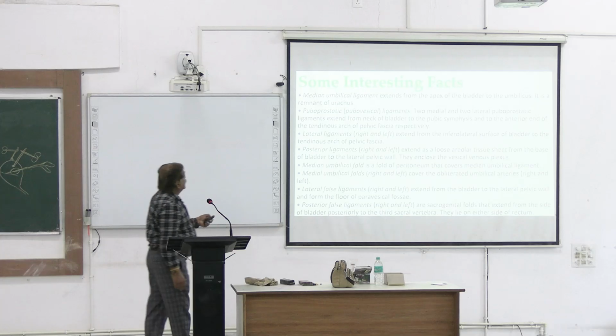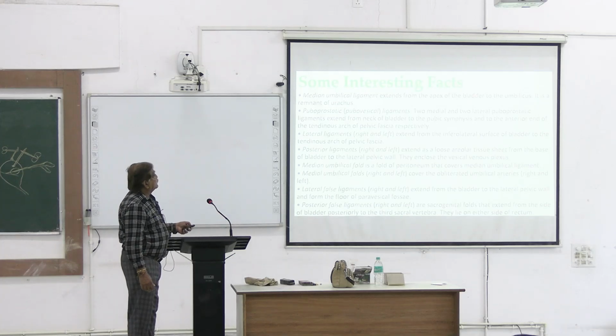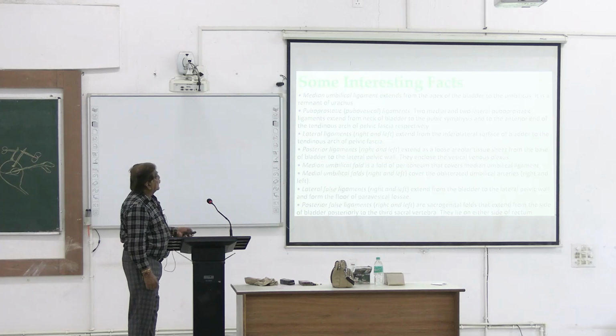Now, the median umbilical ligament extends from the apex of the bladder to the umbilicus, a remnant of the urachus. Puboprostatic, pubovesical ligaments: two medial and two lateral puboprostatic ligaments extend from the neck of the bladder to the symphysis pubis and the anterior end of the tendinous arch of the pelvic fascia.